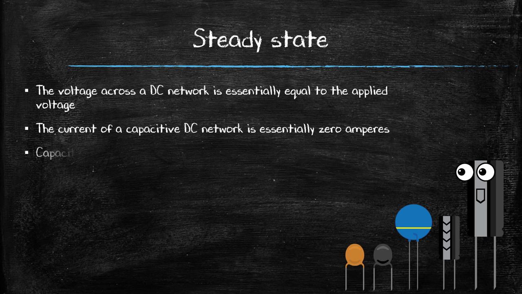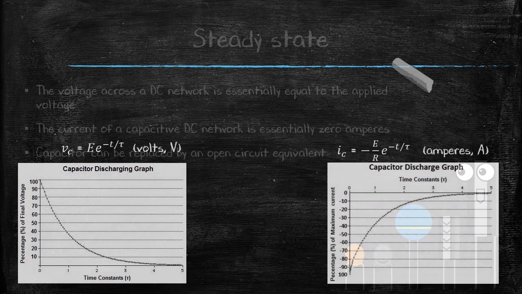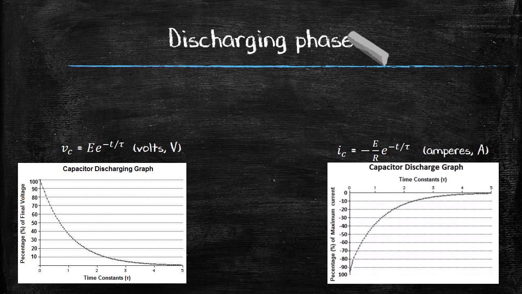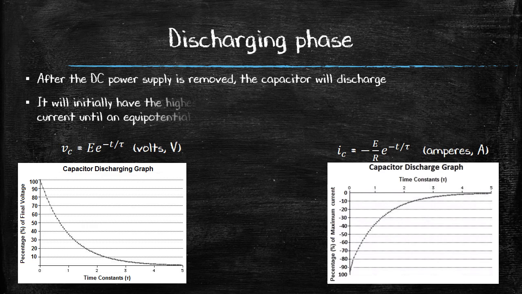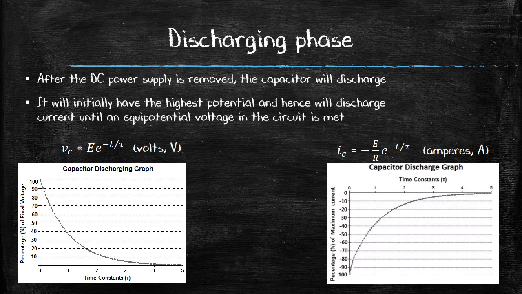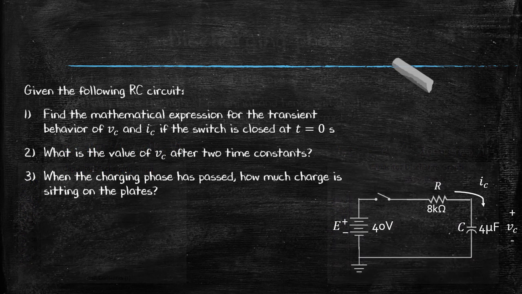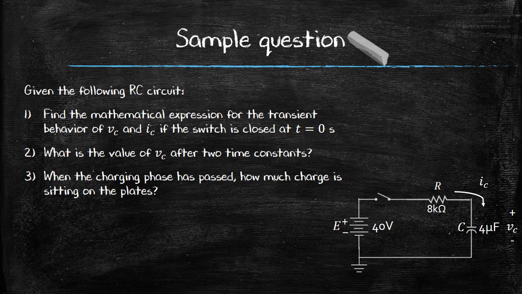In the steady state, with no current flowing, we can theoretically replace the capacitor by an open circuit equivalent. The discharge phase occurs when the DC power source is removed, and thus the capacitor has the highest potential difference. The voltage and current across the capacitor at any time during this phase can be calculated by these formulas. Note the voltage across the capacitor does not reverse polarity, but the current reverses direction, hence the negative sign.